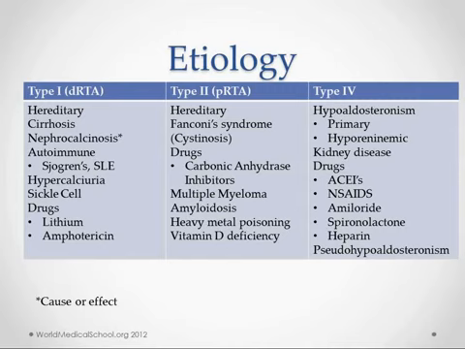And then type 4, remember, is a problem with aldosterone. So this is usually going to be an adrenal issue, like in primary hypoaldosteronism, or it could be a hyporeninemic cause where we're not making enough renin to stimulate aldosterone production, which could be a problem with kidney disease or drugs like ACE inhibitors, NSAIDs, amiloride, spironolactone, and heparin. Spironolactone we can figure out pretty easy, right? Because that's a direct aldosterone inhibitor. And then there's also pseudohypoaldosteronism.